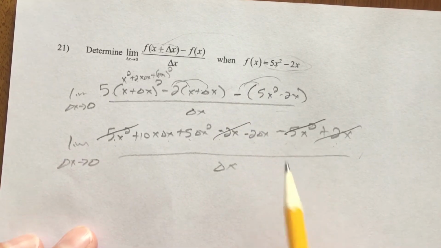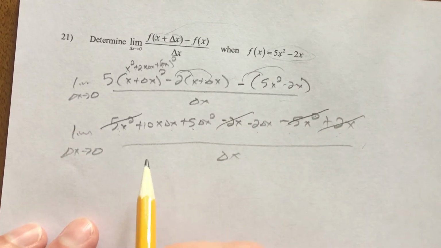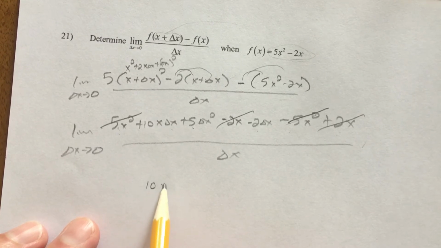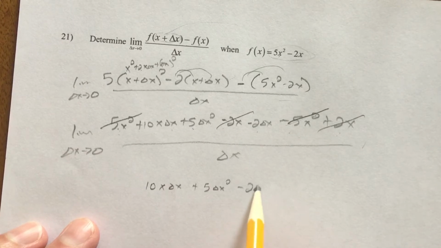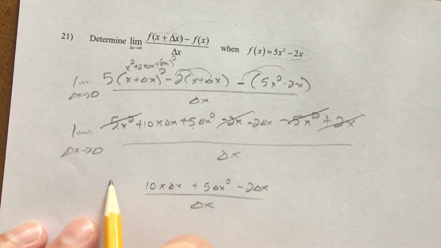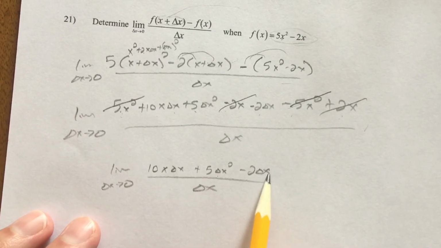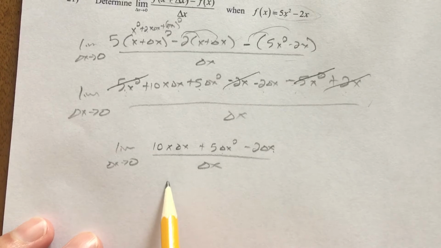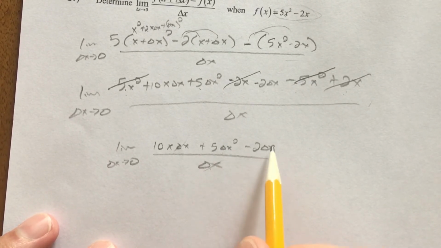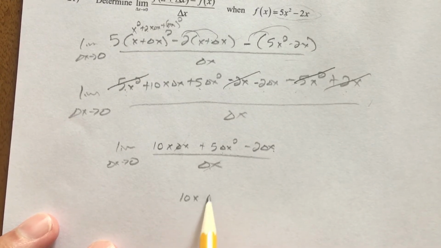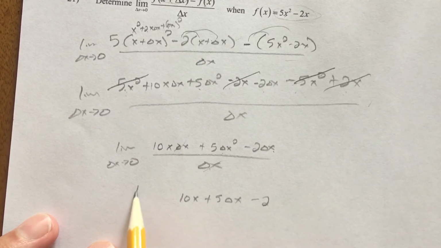Then what happens is this cancels with that. This cancels with that. And so what we're going to have is 10x delta x plus 5 delta x squared minus 2 delta x over delta x as delta x goes to 0. Now, there is a delta x in all of this, right? So we can pull that delta x out and let it cancel with this. So this delta x will cancel a delta x in each of those. It'll give us 10x plus 5, and then they'll still have a delta x left over, minus 2.